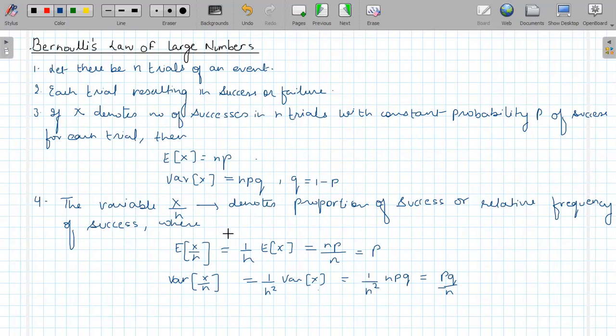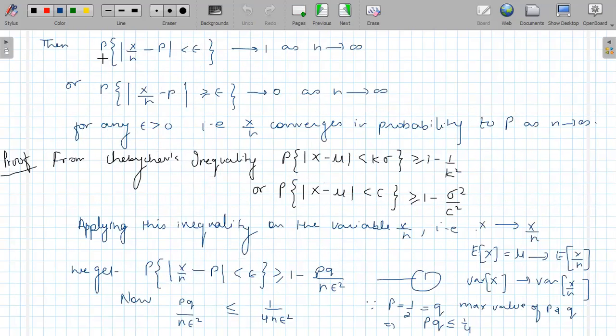So we are dealing here with x upon n, not with x. We are dealing here with x upon n, that is the proportion of success. Then the probability that the difference between x upon n and p is the probability of success, and this is just the proportion which is varying as n is changing. As n's value, if it is 1, then it may be 1, means if your x, the head, came once in one trial, then its value becomes 1.